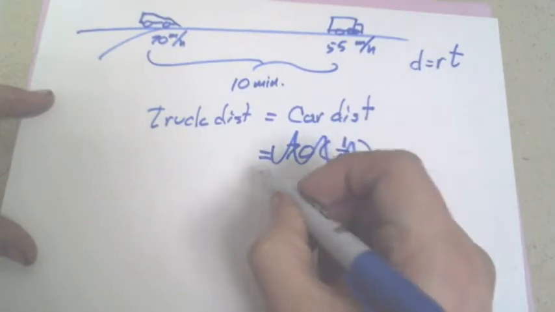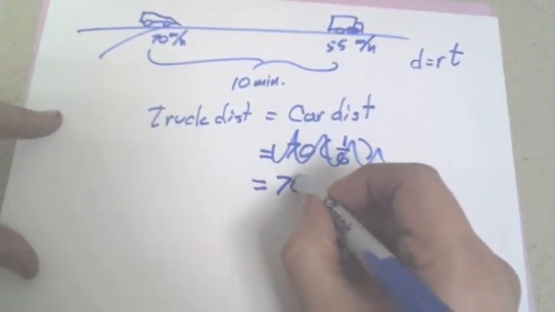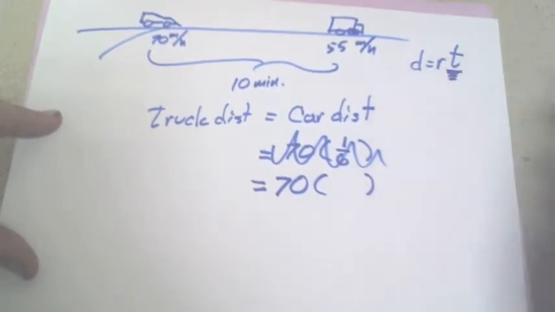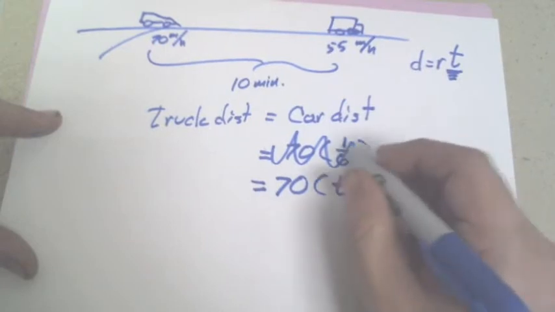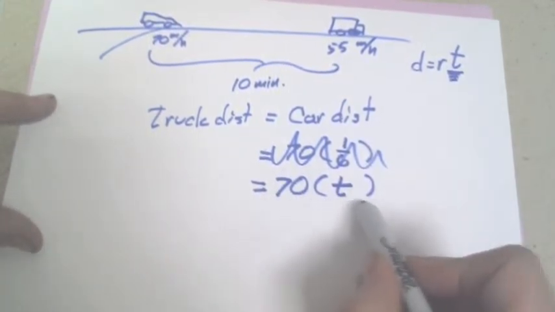Let me back up. Sorry, I went too fast there. The car is going 70 miles an hour. We're asked how long it takes for them to reach each other. That's what we don't know. We'll use the 1/6 in a minute. Sorry, I jumped the gun there. So 70 miles an hour for some amount of time.